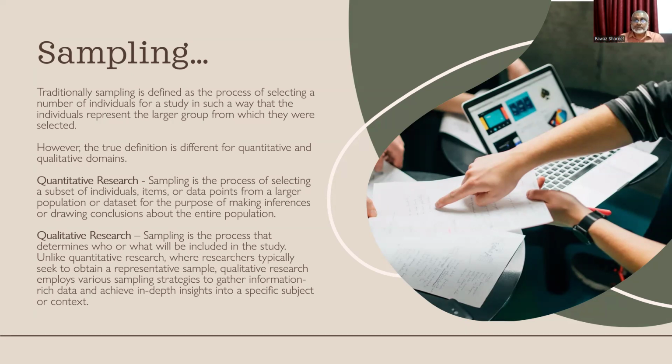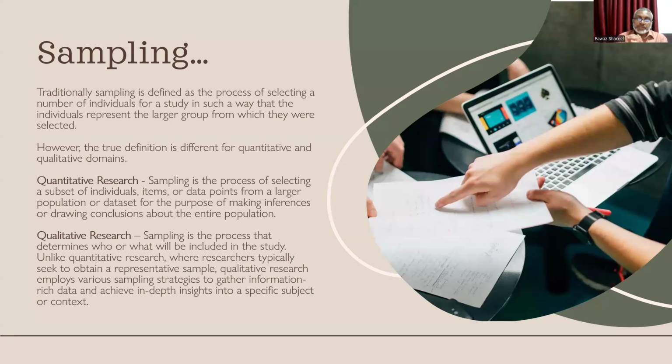However, a true definition is different for quantitative and qualitative domains. Because for quantitative, yes, that is true, but for qualitative, it's not, where we're talking about representative samples. So it doesn't have to be a representative sample for qualitative design. Sampling in quantitative research is selecting a subset of individuals, items, or data points from a larger population for the purpose of making inferences or drawing conclusions about the entire population. If we want to draw conclusions about the entire population, then it has to be representative. So that's the reason why for quantitative, we say that it has to be representative of the population.